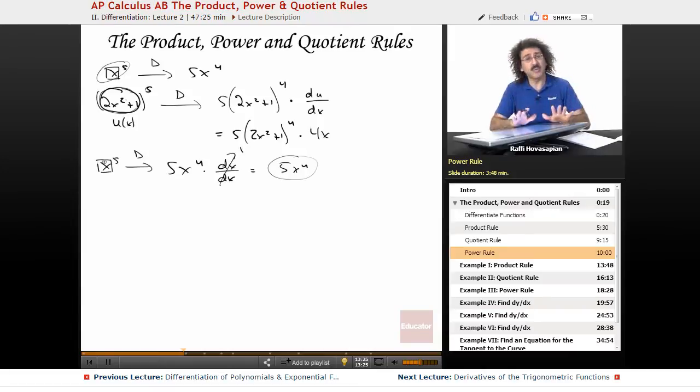So in any case, I won't belabor the point here. It'll make a lot more sense when we actually do the example problems. All you have to remember is once you identify some function that's being raised to a power, you do everything the same way.